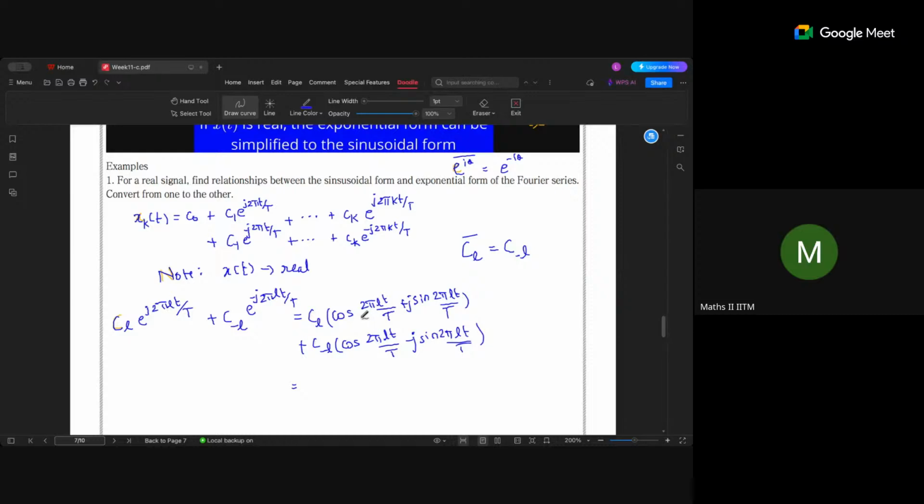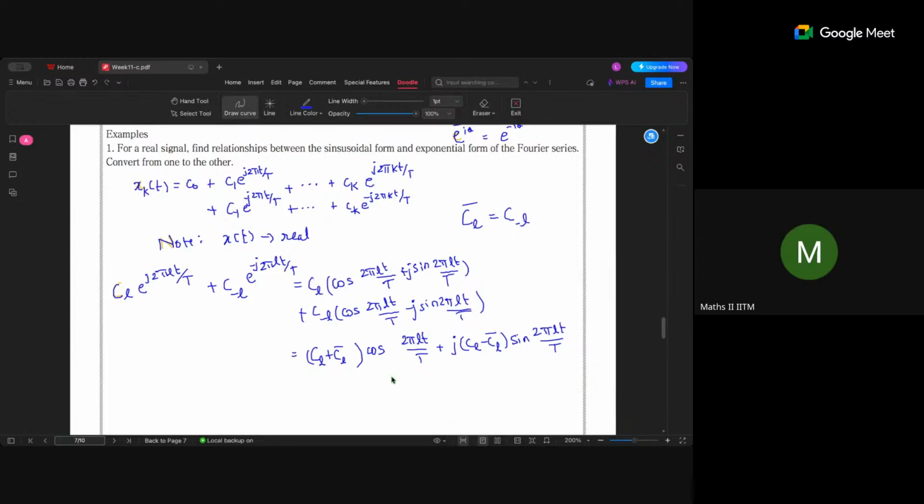Here you have cos(2πlt/T), this term is common, and you see that instead of c_{-l} you can put c_l bar. So you can write (c_l plus c_l bar) times cos(2πlt/T) plus j times (c_l minus c_l bar) sin(2πlt/T).